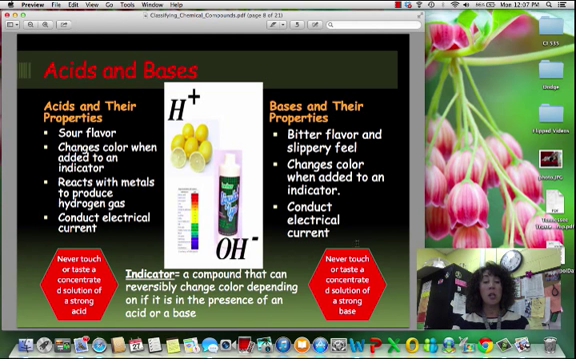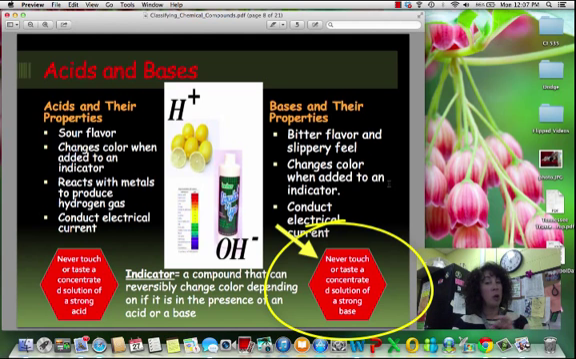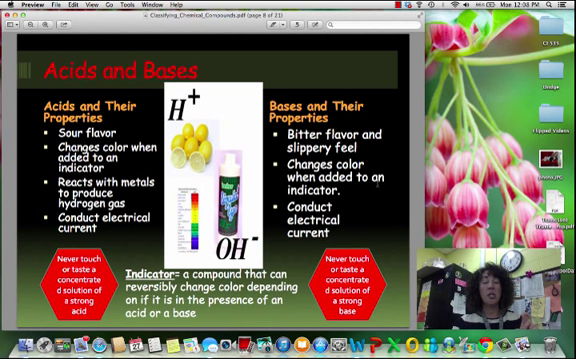But it's not just acids, it's bases as well. You don't want to touch or taste a concentrated base. They can be even nastier. But back to bases. They have that bitter flavor and that slippery feel. So if you've ever had your mouth washed out with soap, you know it has that bitter taste to it. They also change color when added to an indicator, and bases will conduct electric currents as well.